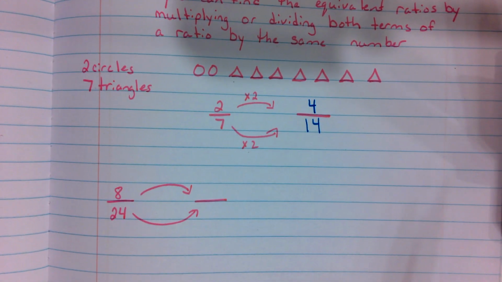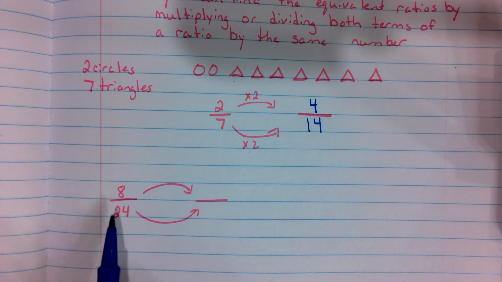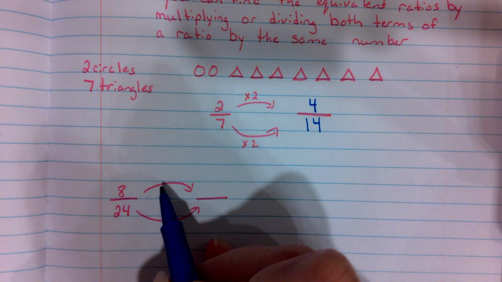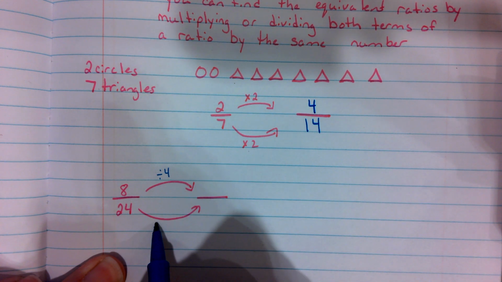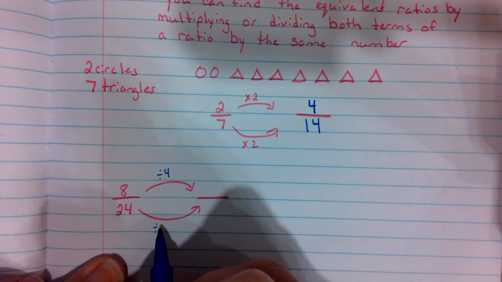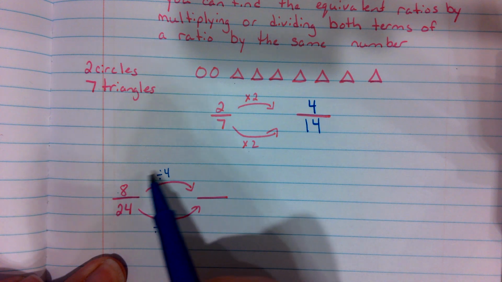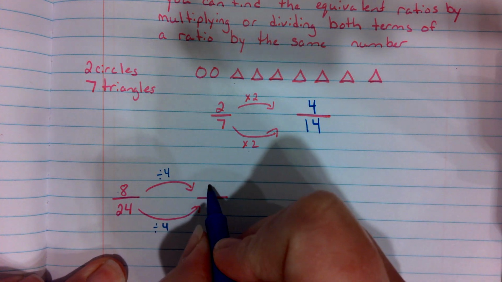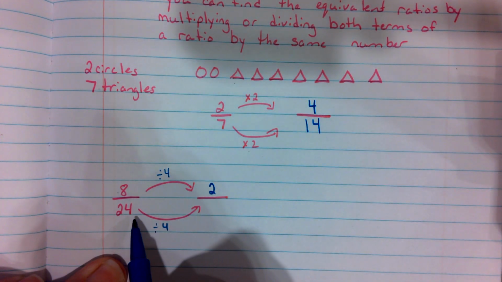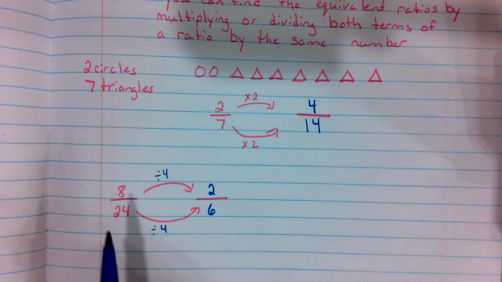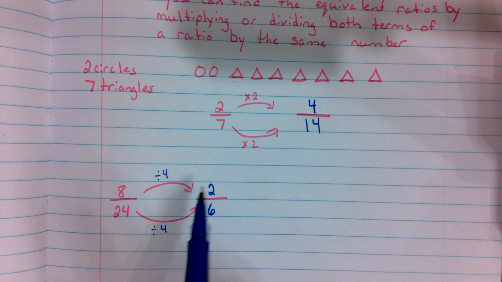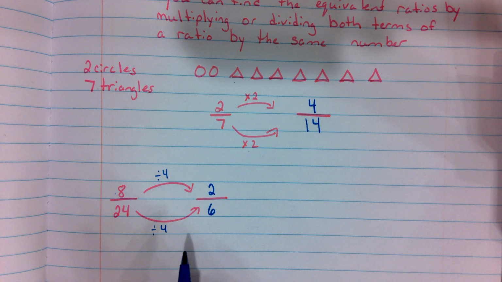So let's look at the one with dividing. Here I have 8 to 24. We'll divide those by 4. And yes, I know that I can divide them by 8 if I wanted. So 8 divided by 4 is 2, and 24 divided by 4 is 6. So 8 to 24 is equivalent to 2 to 6.